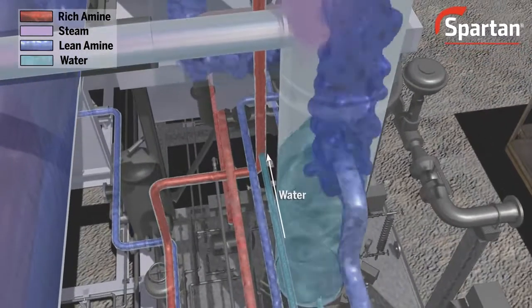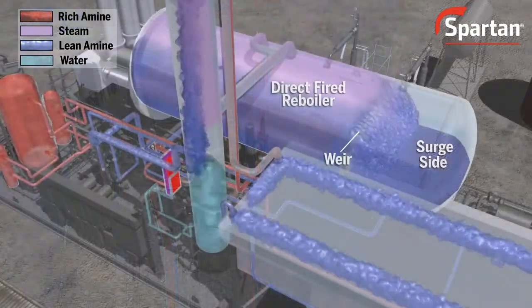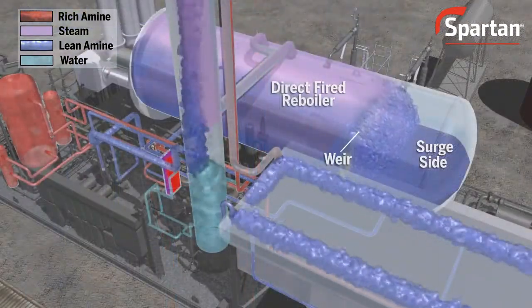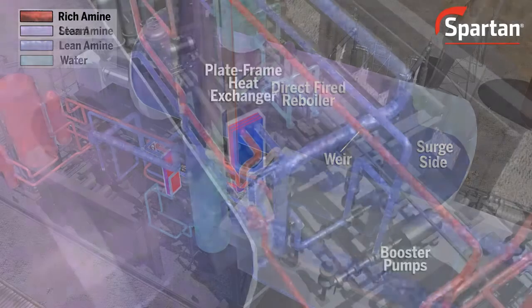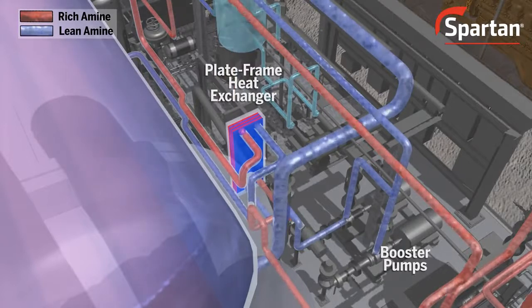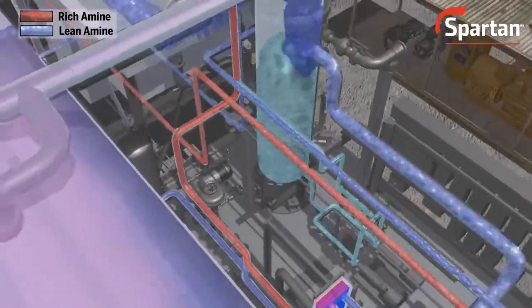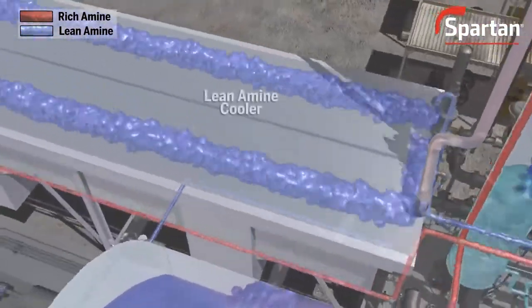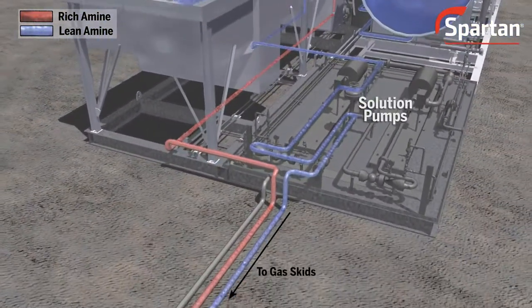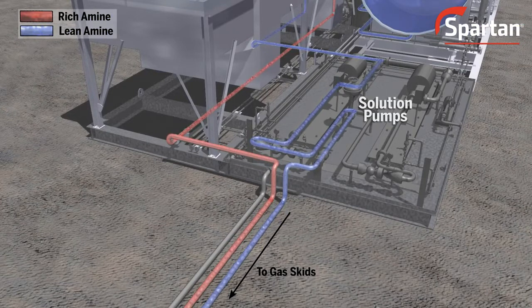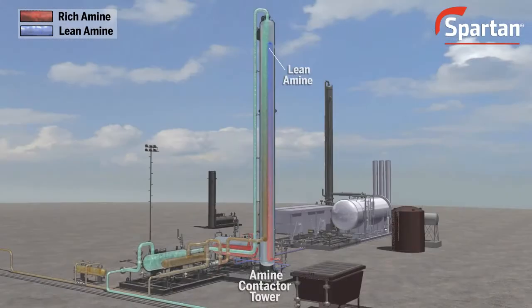enters the still column. Back inside the reboiler, the lean amine flows over the top of a weir and into the surge side of the reboiler, where it exits and is cooled by the same plate frame heat exchanger that heated the rich amine. The lean amine is pumped by booster pumps into a lean amine cooler and into the solution pumps that pressurize it back up to high pressure. The lean amine then enters the top of the amine contactor tower, where the process is repeated.